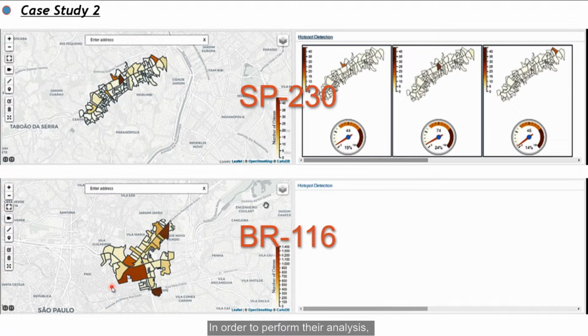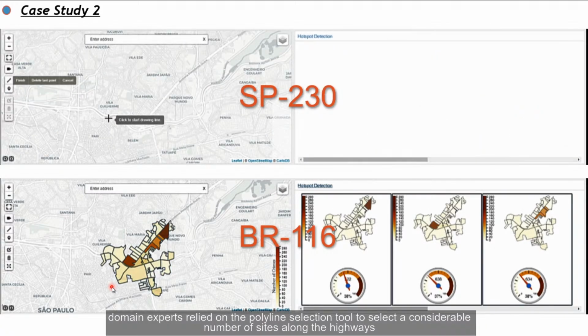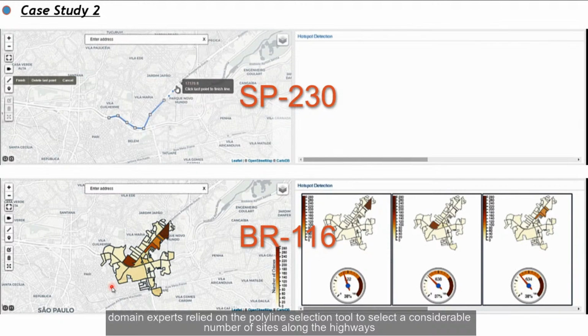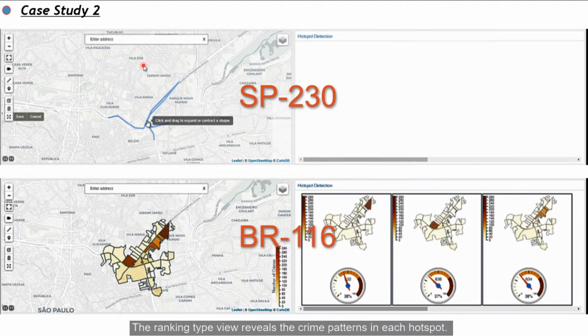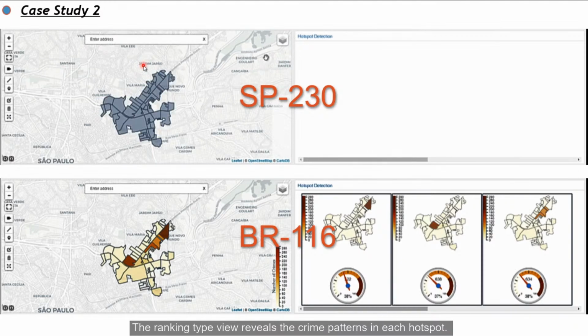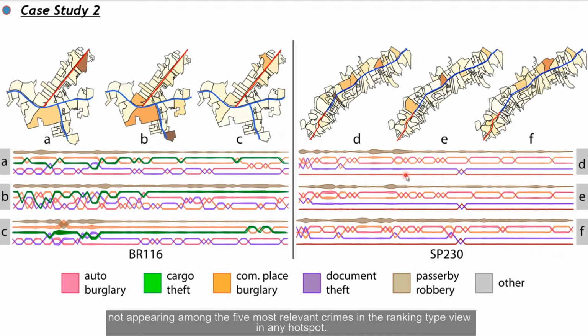In order to perform their analysis, domain experts relied on the polyline selection tool to select a considerable number of sites along the highway and avenues that connect the city to the highways. The ranking type view reveals the crime patterns in each hotspot. Notice that in BR-116, cargo theft figures among the most relevant crimes, becoming the second most relevant crime multiple times. In SP-230, though, cargo theft is not predominant, not appearing among the 5 most relevant crimes in the ranking type view in any hotspot.